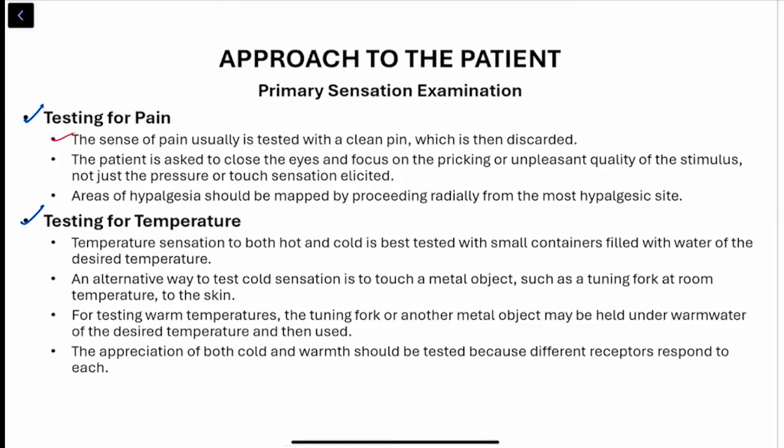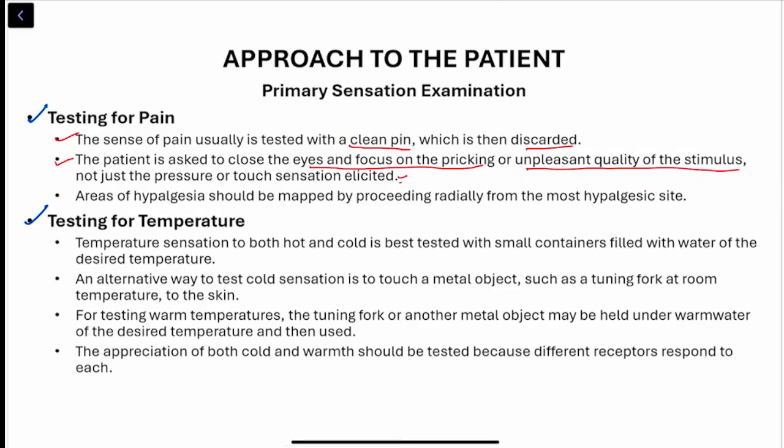The sense of pain is usually tested with a clean pin, which is then discarded. We prick the pin. The patient is asked to close the eyes and focus on the pricking, the unpleasant quality of the stimulus, not just the pressure or touch sensation elicited. Areas of hypalgesia should be mapped by proceeding radially from the most hypalgesic site. This is how we have to proceed with the examination of the painful area.